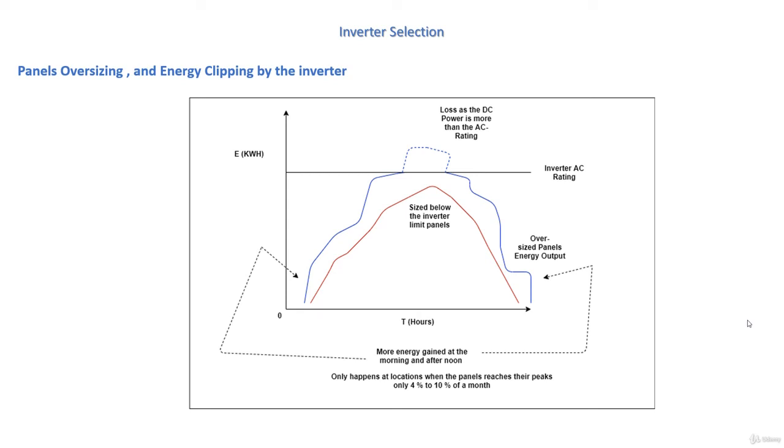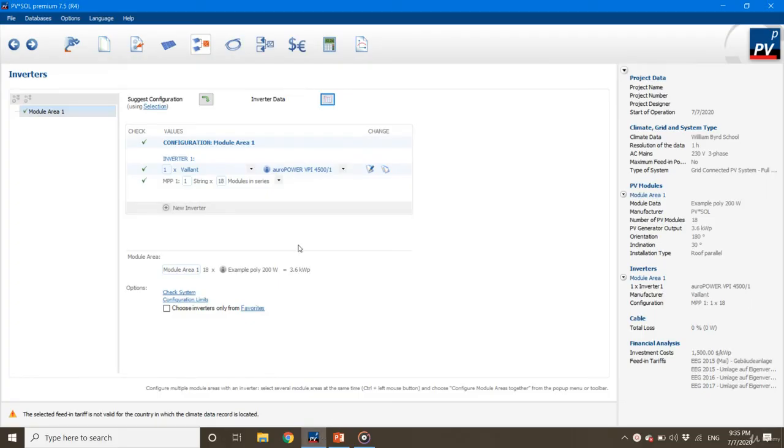We can notice that all of the DC power was converted to AC power as the rating or the active power is below the AC rating of the inverter. And the energy gained is way more than the losses, and also the total energy gained is more than those panels rated at lower than the maximum or the rating of the AC side of the inverter.